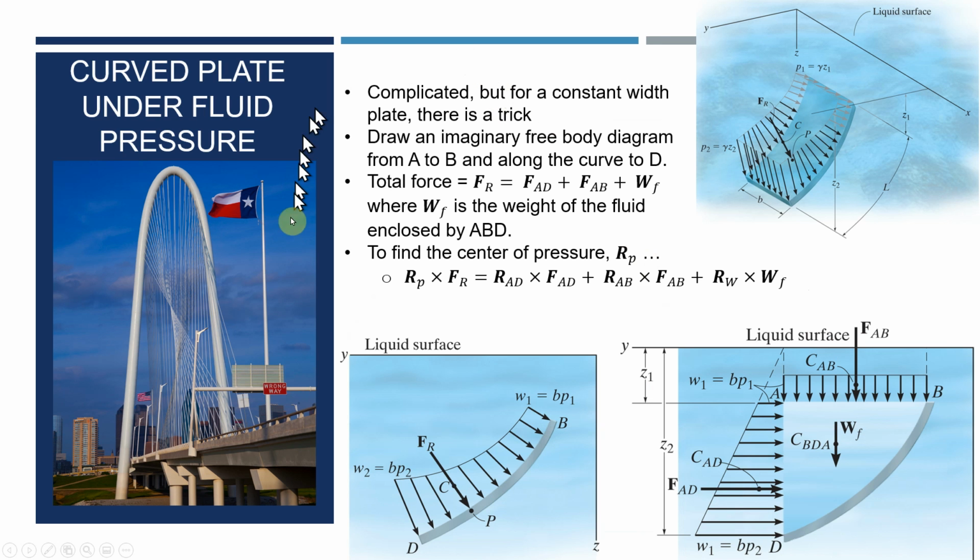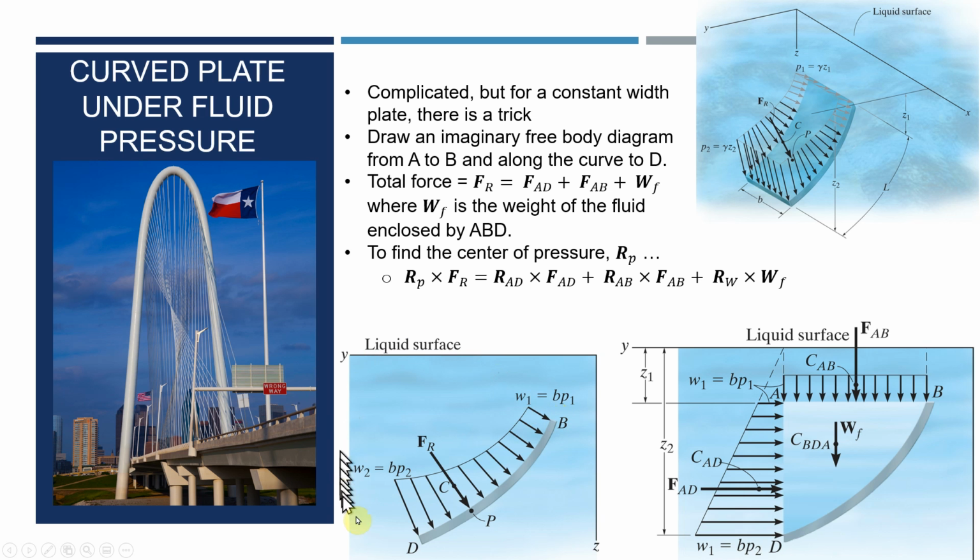Now, what if it's curved? It's complicated, but there is a trick. If the plate is constant width, just like before, it just has a two-dimensional curve. The loading direction changes, as well as the intensity, the magnitude. It's normal to the surface. The loading is always normal to the curve, and the normal changes as you go through the curve.